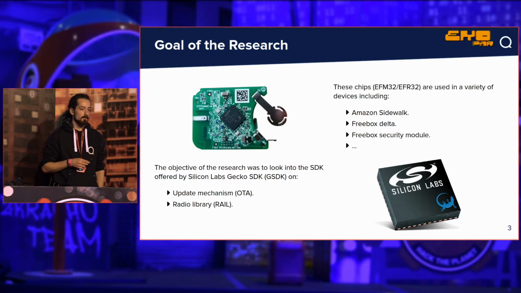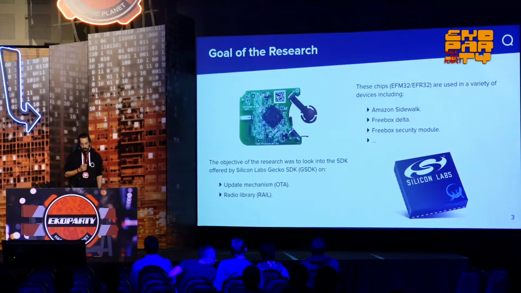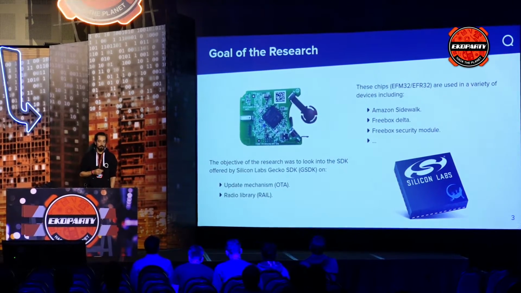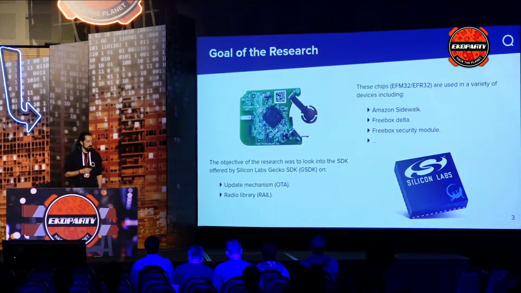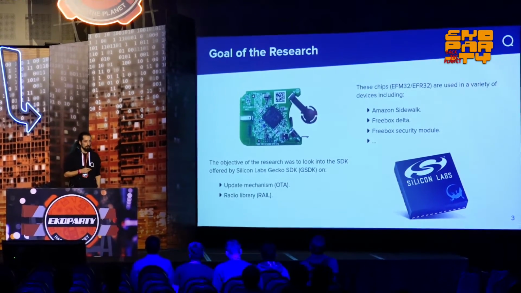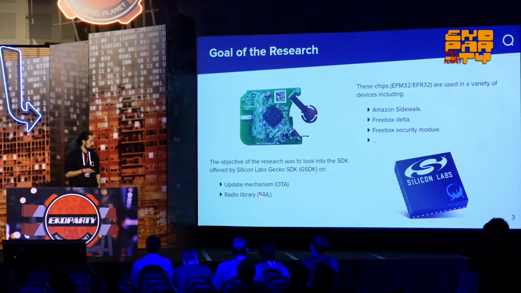And these chipsets are divided into two families. There is the EFR1 and the EFM1. The EFM device doesn't have any radio capabilities, whereas the EFR does. They support many wireless protocols, such as Zigbee or BLE. And in our case, we will focus on two features of these chips: the update mechanism, which is the OTA, and the radio abstraction layer, which is implemented as a library called Rail.